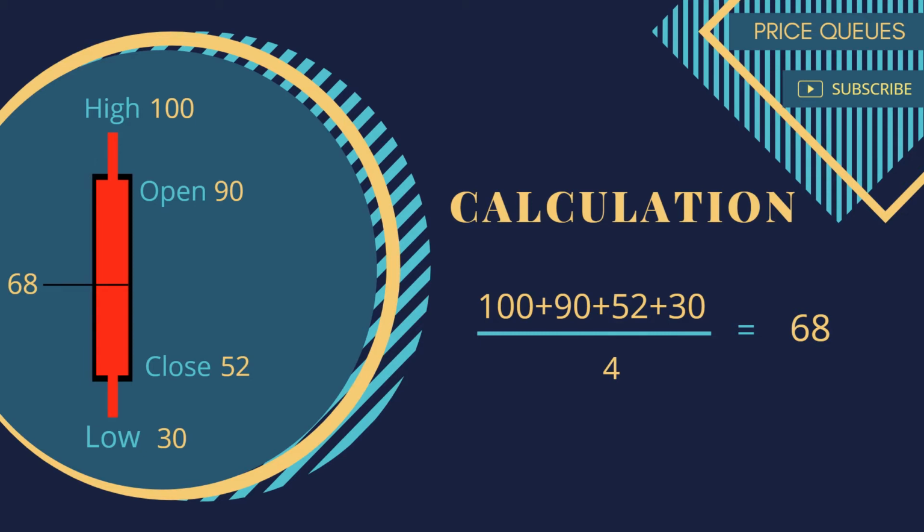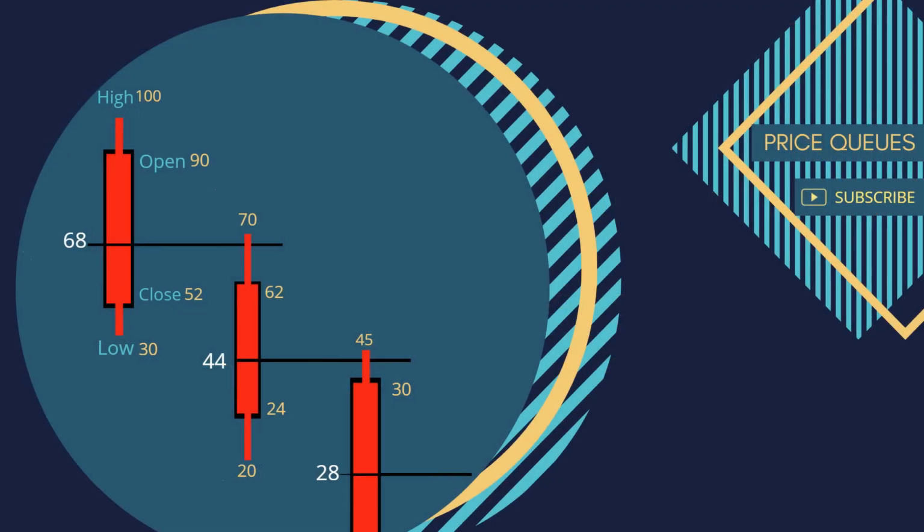The mean is the average of the candle. The calculation is fairly simple. All you're supposed to do is take the price of the high, low, open and close and divide it by 4. Which is 100 plus 90 plus 52 plus 30 divided by 4, which gives us 68, which in this case is the mean of this particular candle. Now the reason that we understood the calculation of mean and the anatomy of the candlesticks is so that we can calculate the mean and use them in executing our pro style entries.